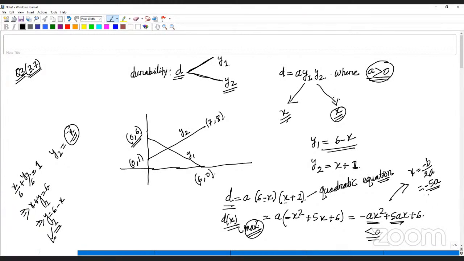So minus 5a by 2a. What is a here in this question? This is minus a, right? Minus a. So for 5 by 2 totally, then you are done, right?